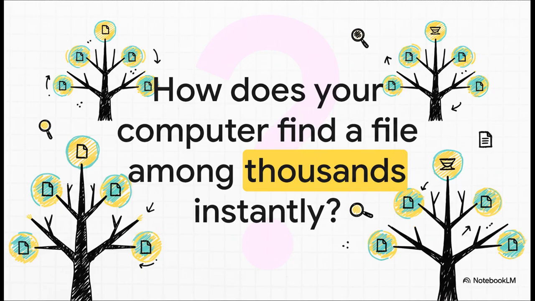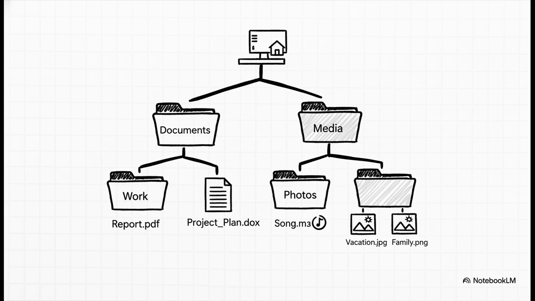So think about this for a second. How does your computer find that one file you're looking for instantly? I mean, you've got thousands, maybe millions of files, and boom, it's right there. It feels like straight-up magic, right? Well, it's not magic. It's just really, really smart organization. And the secret to that organization? It's a powerful idea called a tree.